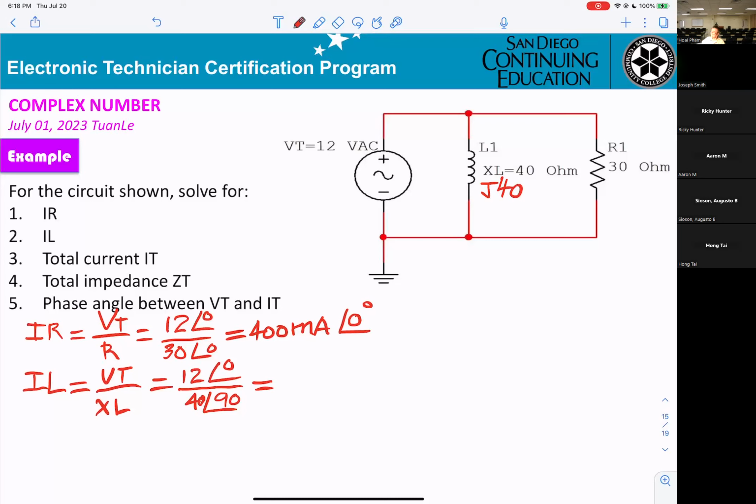$300 million at 90, Mr. Pham. Milli at 90. Minus 90, right? Oh, because you have to go from the denominator to the numerator, right? Yeah, divided. That means you have to take the difference. Right, minus 90.